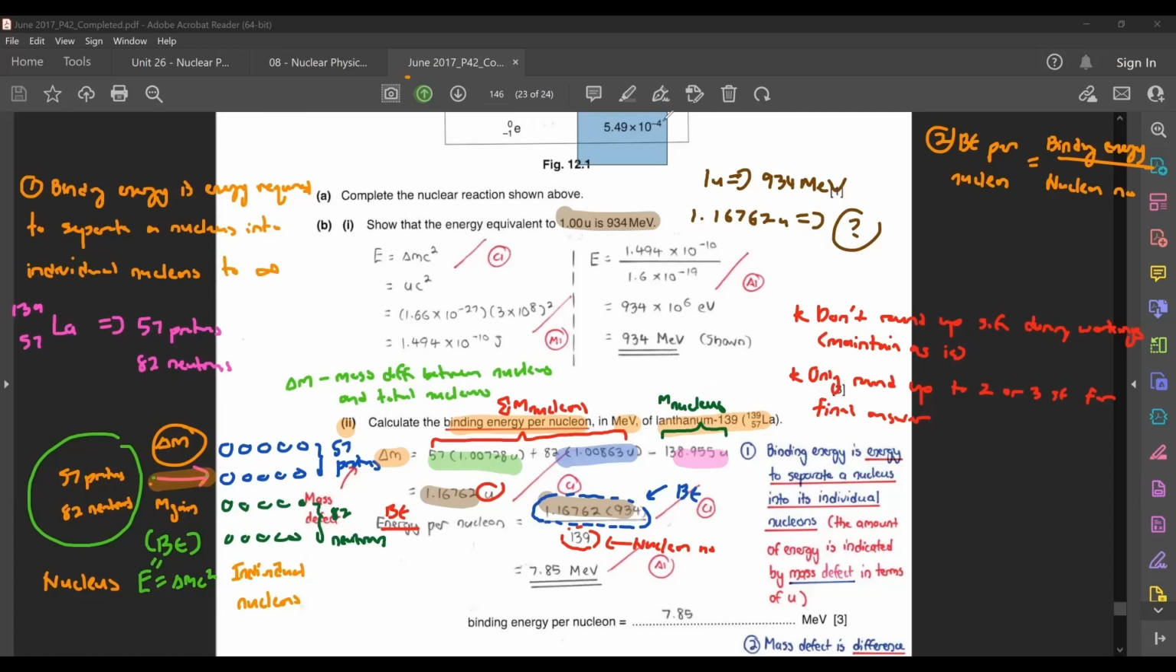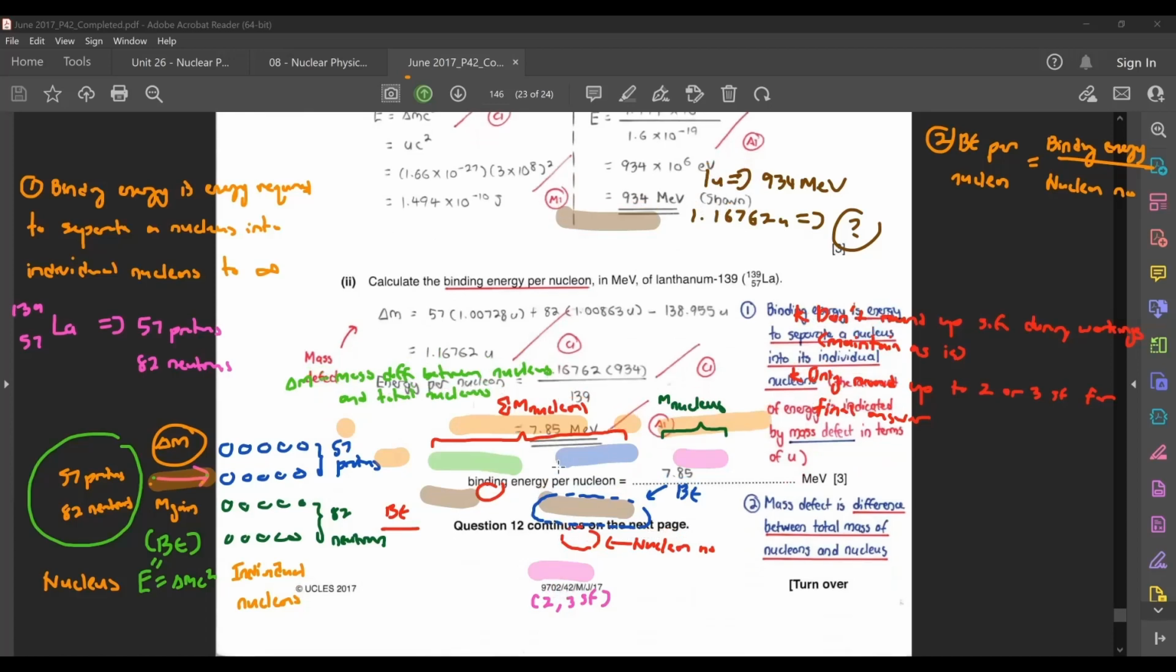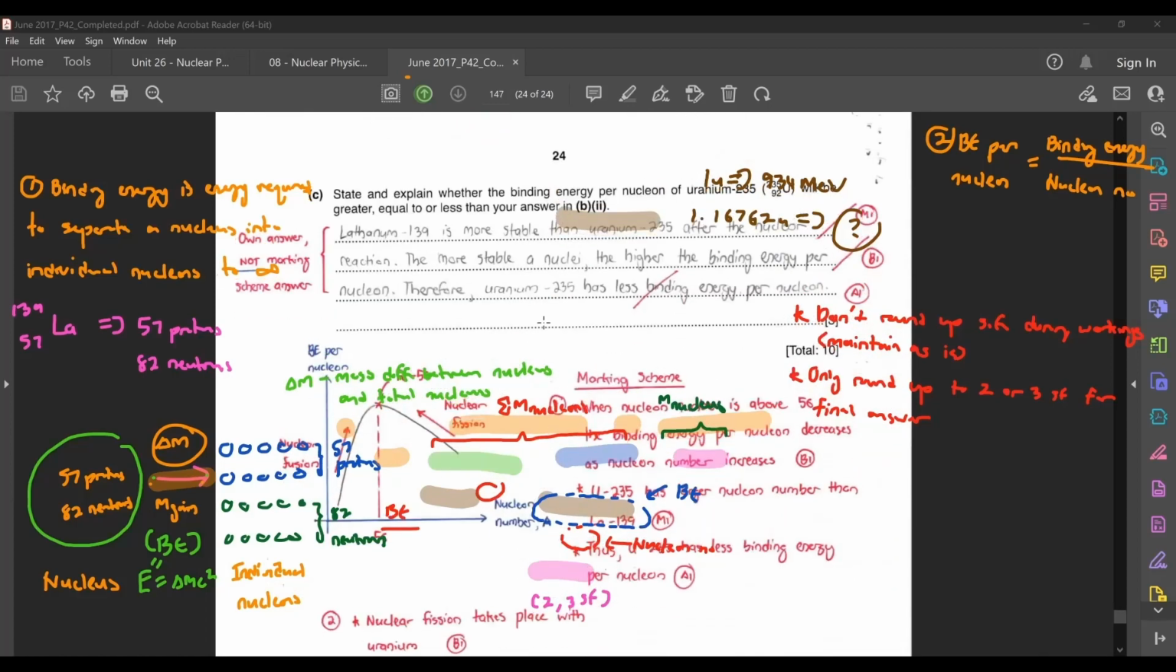So your answer will be 7.85 MeV. All right, now this is your final answer. This is where you actually round your answer to 2 or 3 SF. You don't need to write it all the way up to like 6 or 7 SF here for the final answer. So this is binding energy per nucleon, 7.85. Then after that, you go on to the next page. So if you're okay with this, I'll just clear off everything.